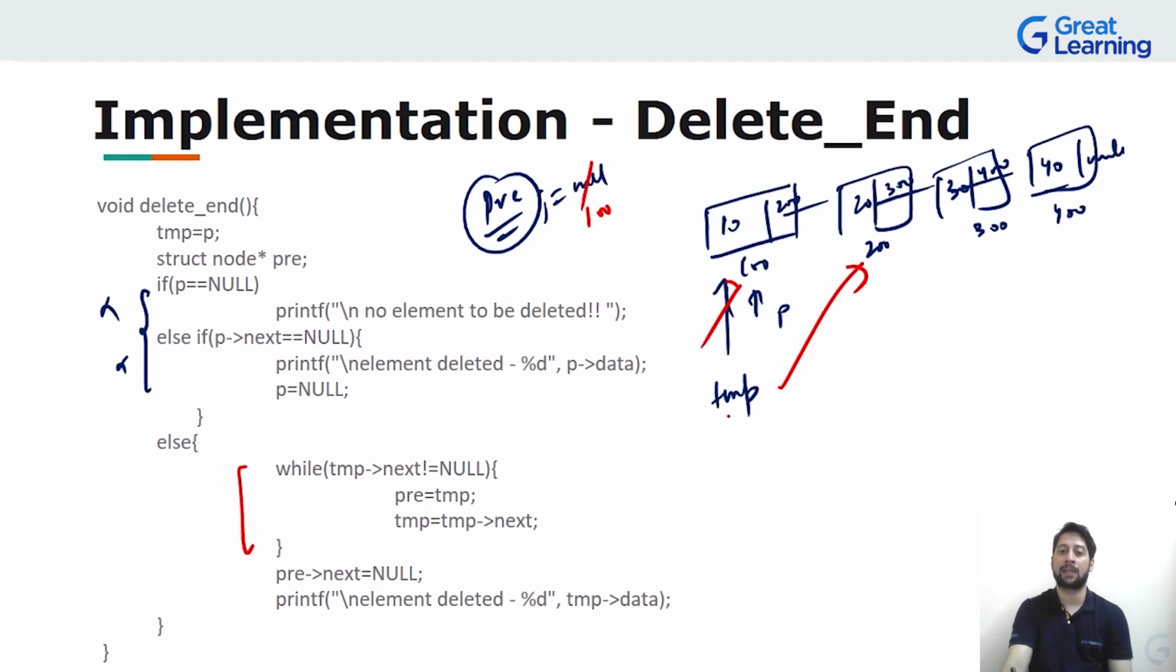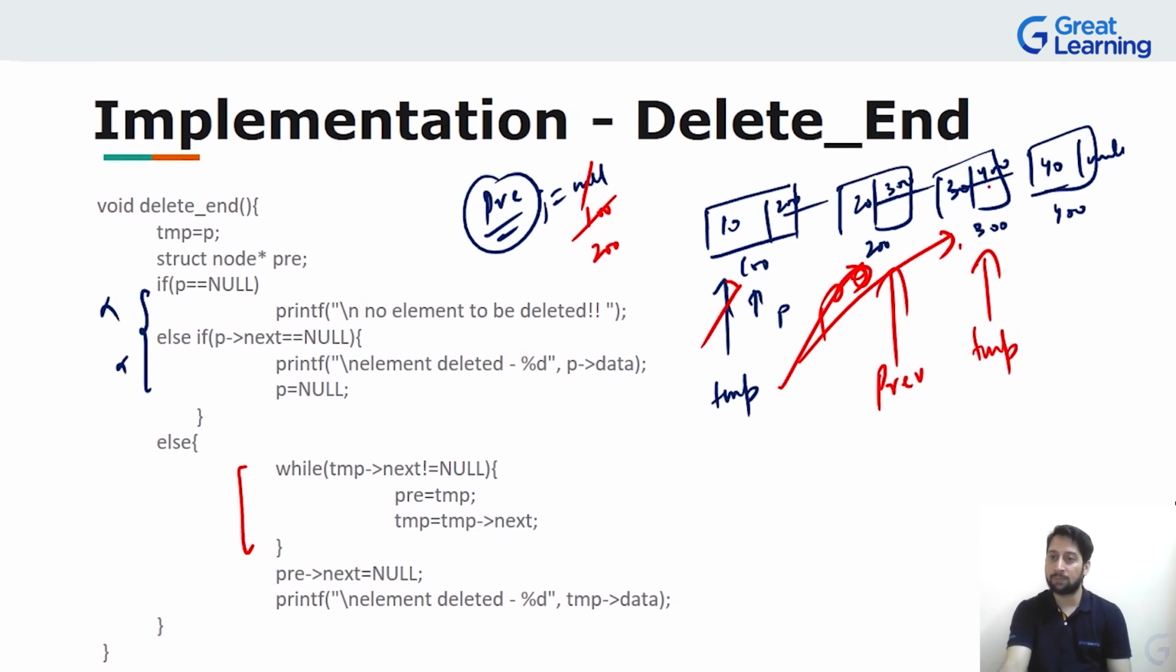No, it is 300. Keep track of temp. Temp is pointing to 200, so pre will point to this. We have the previous node, and the next is this temp. It will be pointing to this node now. Okay, so this link is gone. So now we have this temp over here.